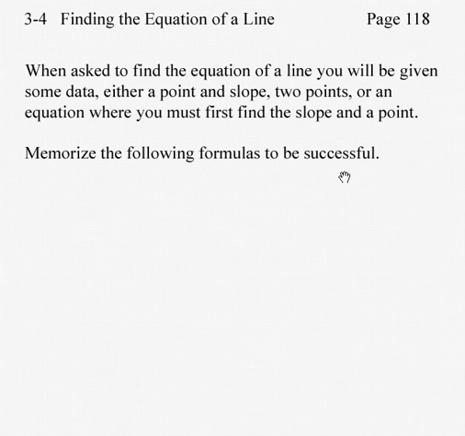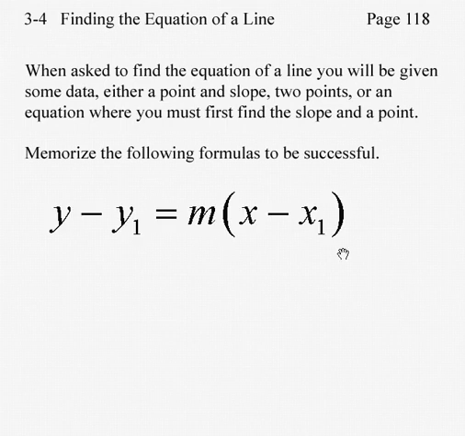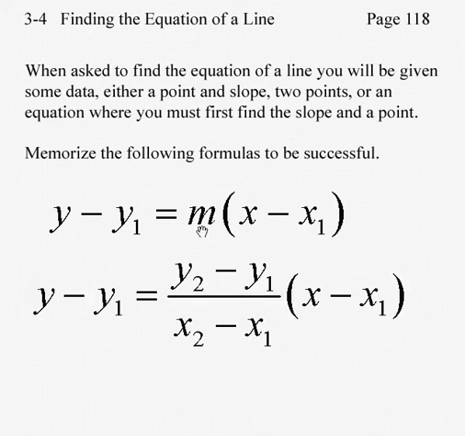And there are certain formulas that are going to be very helpful and useful in this process, and you will need to memorize them. y as a variable minus the y point from point 1 equals the slope distributed to x as a variable minus the x value from point 1. That's if you're given a slope and a point.